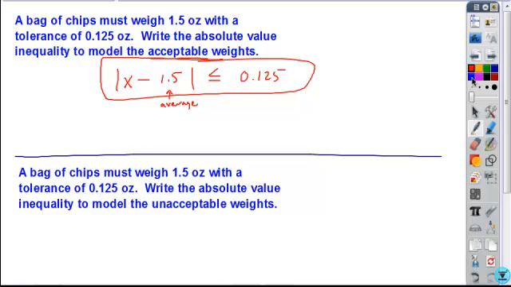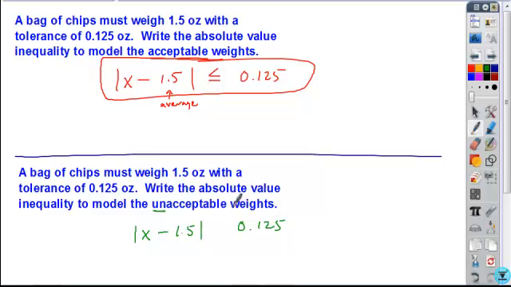Okay, let's see how that would compare to the one that models unacceptable weights. And you just need to be really careful in reading the question to see which one they're asking for. Okay, so it's going to be the same setup, right? Absolute value of x minus the average weight, 1.5. You're still going to compare it to the tolerance of 0.125. But this time, you're modeling the unacceptable weight. So which bags are going to be discarded? Which bags can't be sold to a store?